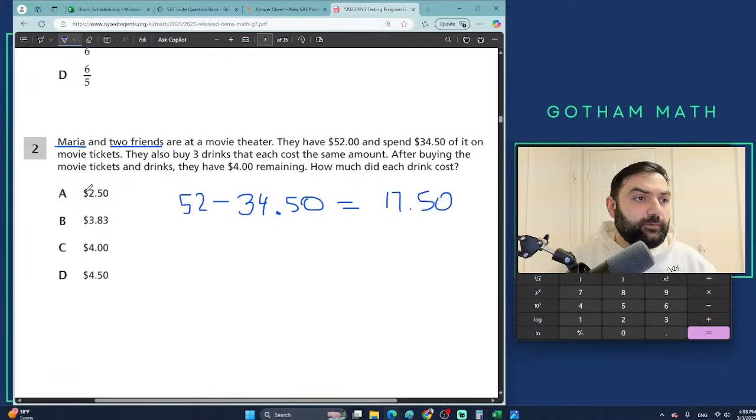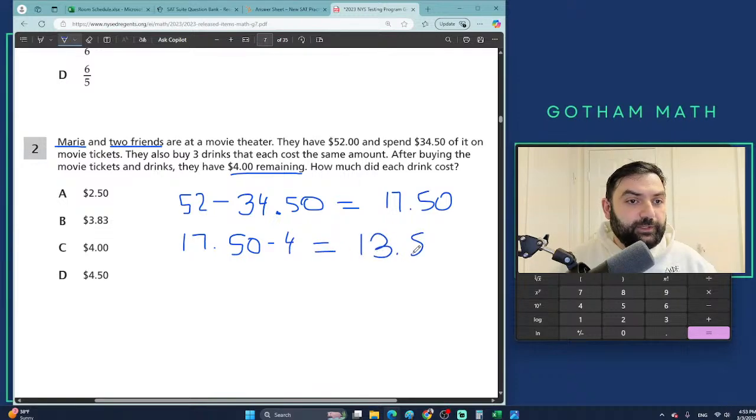And now they bought 3 drinks. They cost the same. Okay, and they also had $4 remaining. How about we subtract $4 from 17.50 to kind of leave us only drink money, if you can say so, right? So it's going to be 13.50. So 4 they had remaining, 34 they spent on movie tickets. So it means that 13.50 they had to spend on drinks.